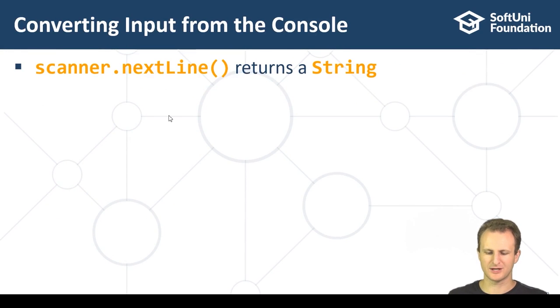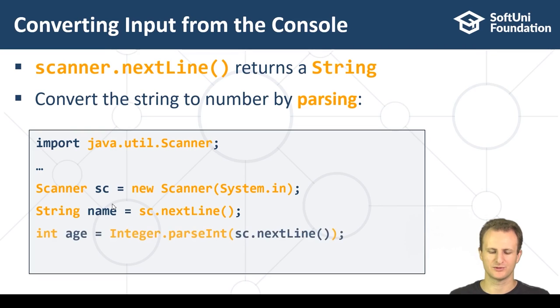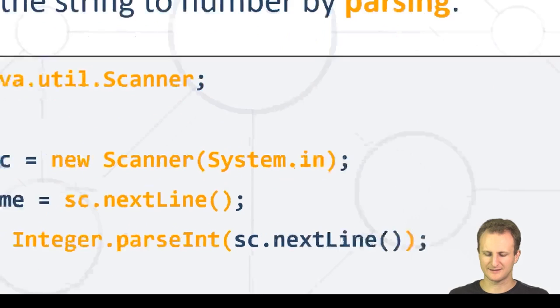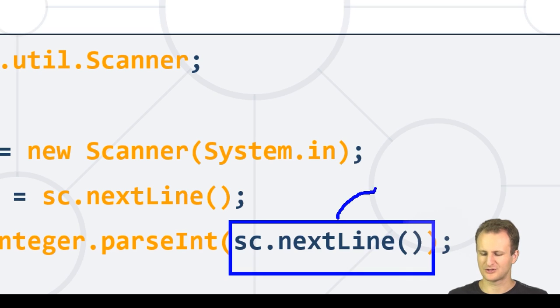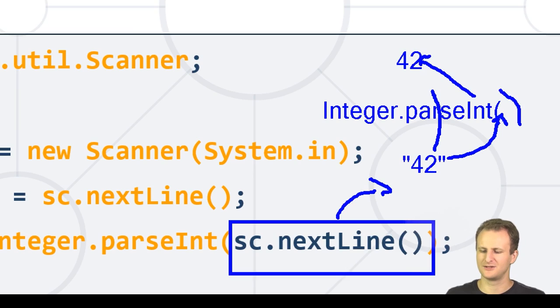Next line gives you strings, and you can use that string either to save, for example, a name or some other input, some other sequence of symbols input, or you can convert that input. For example, if someone enters a number, you can get the number, let's say 42, and this is a string currently because you read it with next line, and to convert it into the value of 42, notice the lack of quotes in this value over here, you use Integer.parseInt, and you supply this value inside parseInt, and it returns an integer variable.